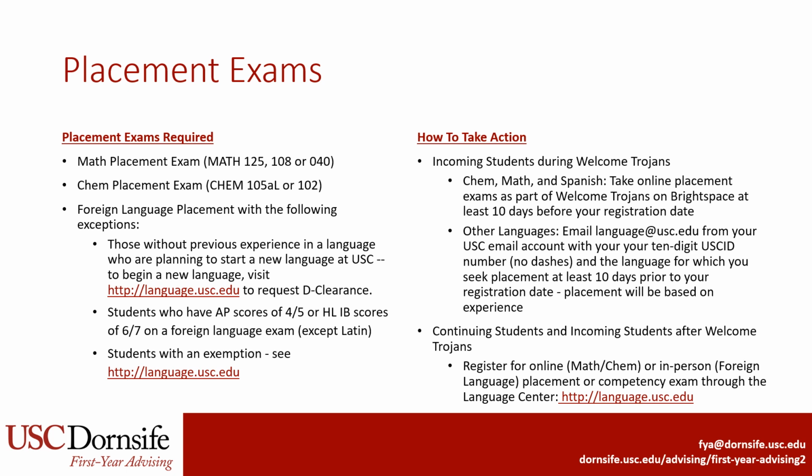placement. Students who are starting in level 1 of a new language need to request clearance for level 1 of that language through the Language Center, and they'll verify that you don't have previous experience before they grant clearance. Incoming students during Welcome Trojans can take the Chem, Math, and Spanish placement exams online through Brightspace and should do so at least 10 days before their registration date.